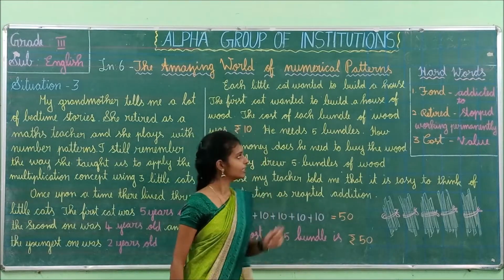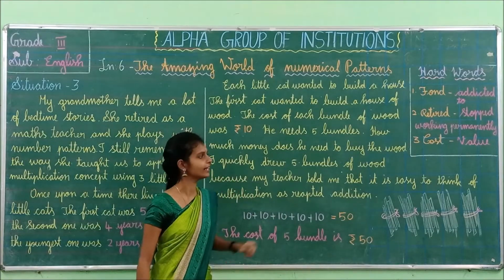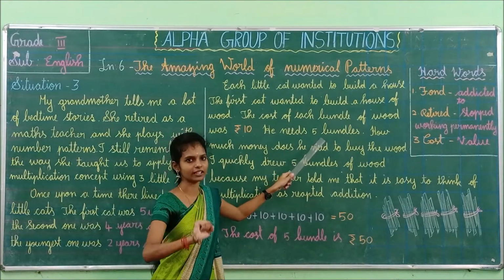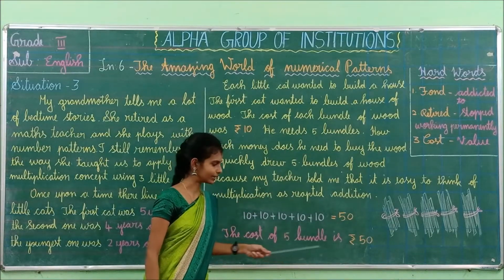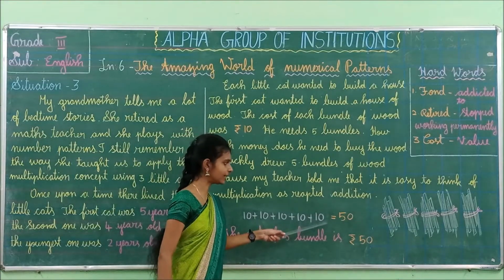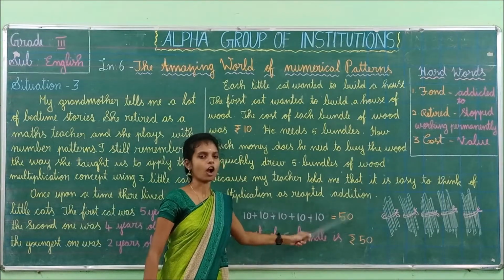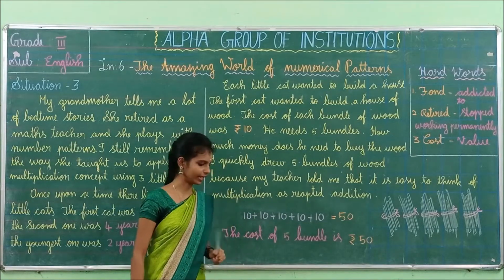Listen children. The cost of one bundle is ₹10. He needs 5 bundles. Because of this, he used the repeated addition method. 10 plus 10 plus 10 plus 10 plus 10 is equal to 50. Also, we can multiply 5 into 10, which is 50.